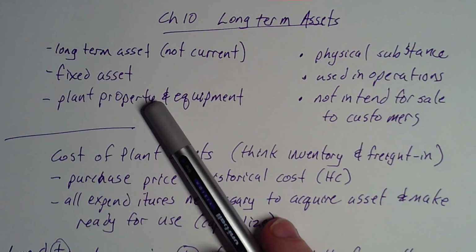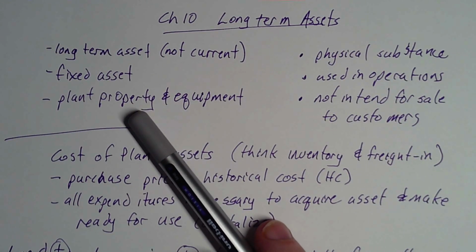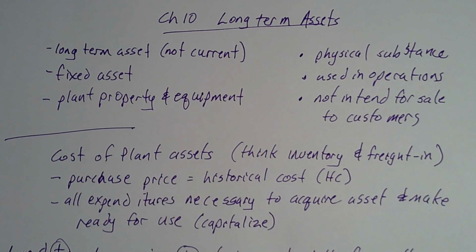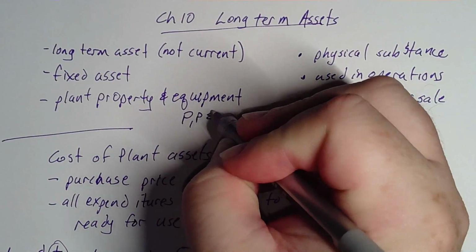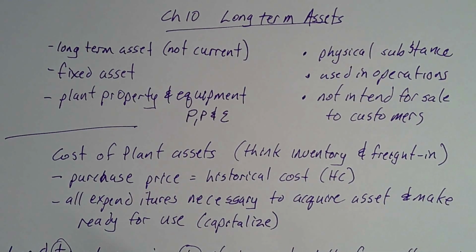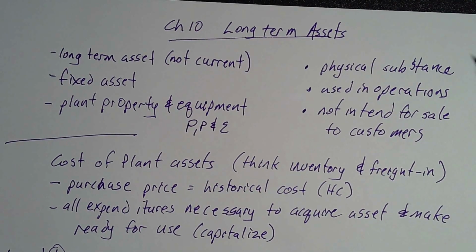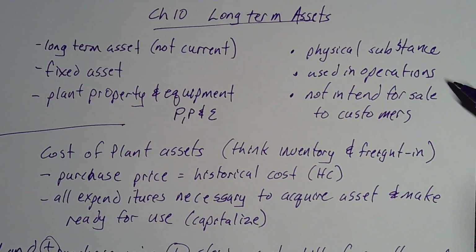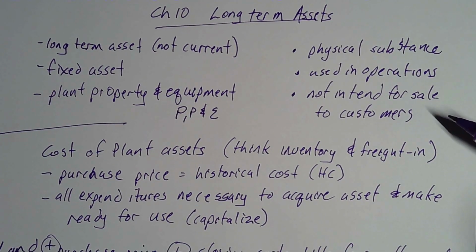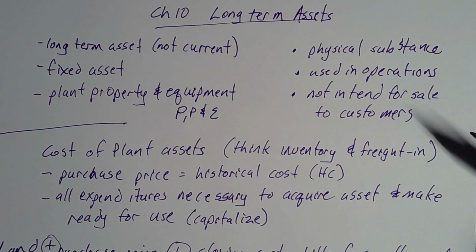But a truck can also be a fixed asset. Another term for some of these physical long-term assets was plant, property, and equipment. And in fact, you would see the abbreviation PP&E quite often. So what are they? They're assets that have physical substance. They're used in operations, but we don't actually sell them. So they do help us generate revenue, but they are things we keep over a long period of time.